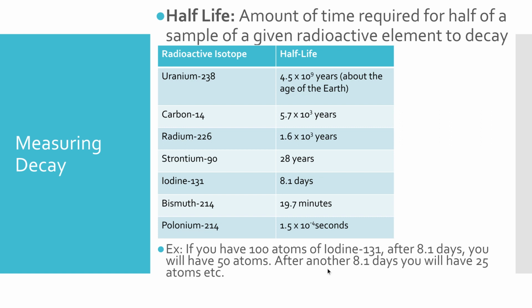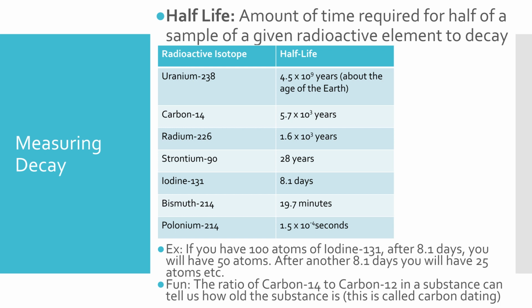So every time we go through one half-life, we lose half of that sample because it's decayed into other things. A fun fact is that carbon-14 has a half-life of a couple thousand years. That means that if we can measure the amount of carbon-14 in, let's say, a fossil, we can tell how old that fossil is, and we call that measuring of different isotopes carbon dating. You might have heard of that.